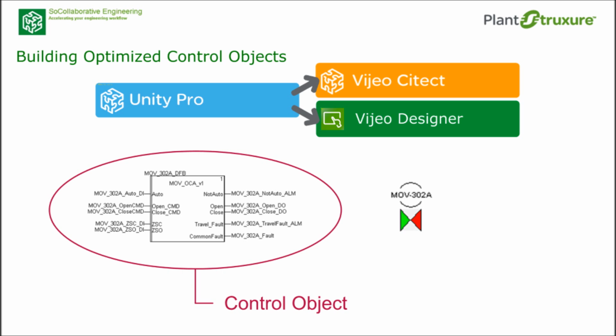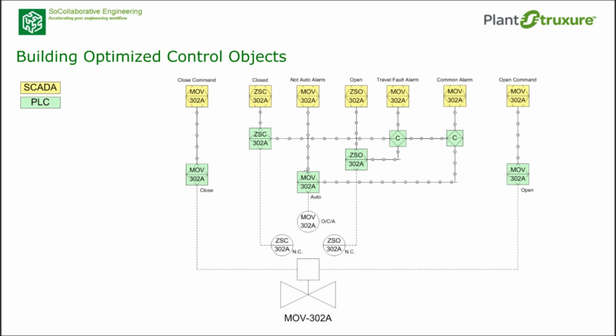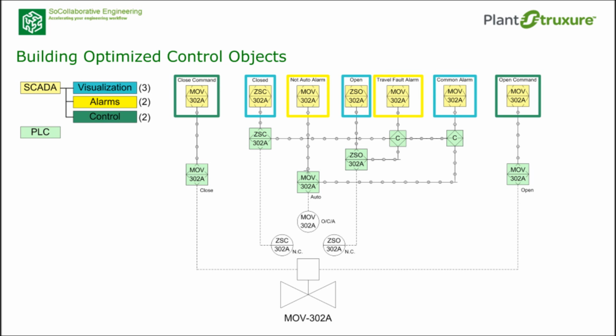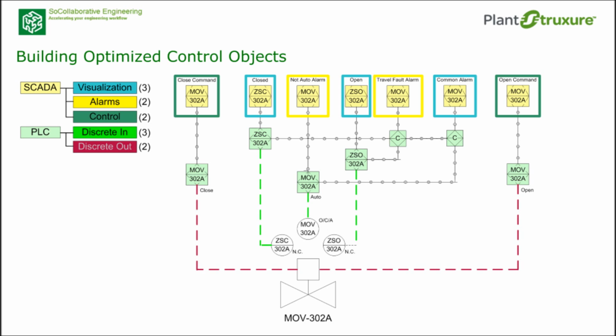The field device is a motor-operated valve. Here are the requirements for the valve. It will have open and closed limit switches and also a locally mounted open-close auto selector switch. The SCADA requirements include visualization of the valve position, open, closed, and in travel, and a common alarm. There are alarms required for travel fault and the local switch not in auto. And lastly, we must be able to control the valve open and close from the SCADA system.